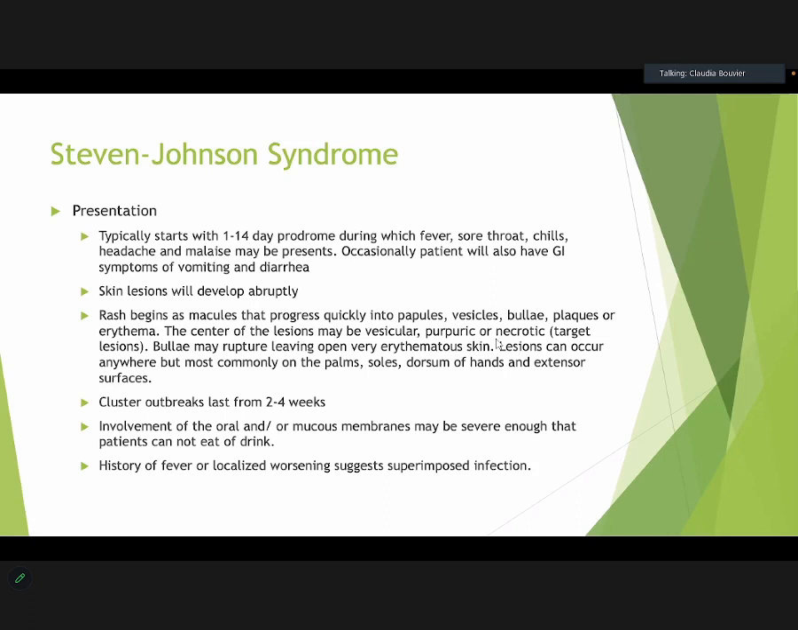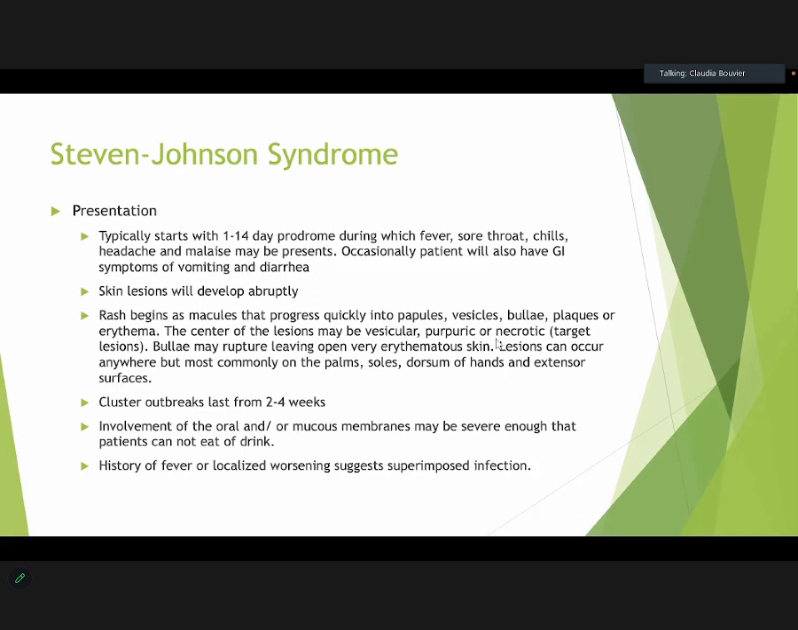The rash will begin as macules that progress quickly into papules, vesicles, bulla, plaques, or erythema. The center of the lesions are vesicular and then necrotic. Kind of like erythema multiforme, they'll be target lesions, but they'll progress more to that blistering stage where they look severe. The bulla can rupture, and that leaves you with your lower layer of dermis. The epidermis sloughs off. When that dermis is exposed, obviously that increases your risk for insensible fluid losses, and leaves you at high risk for infection. It involves the soles, the dorsum of the hands, and all your extensor surfaces.